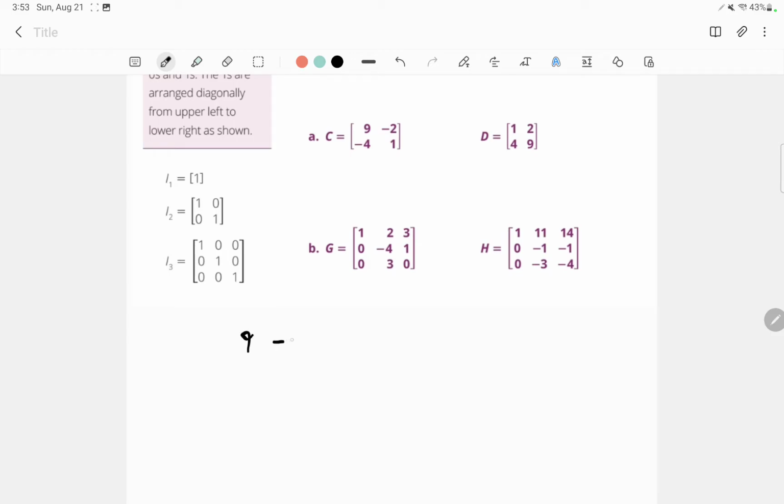So it's 9, -2, -4, 1. Then over here it's going to be 1, 2, 4, 9. Okay, so that was there.